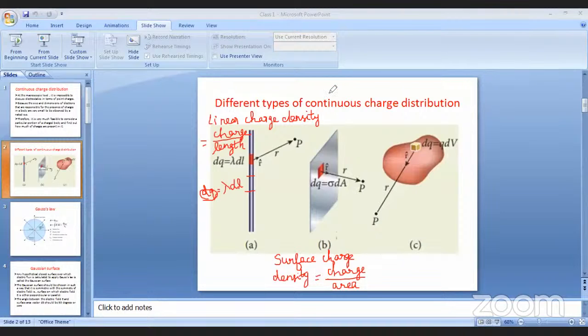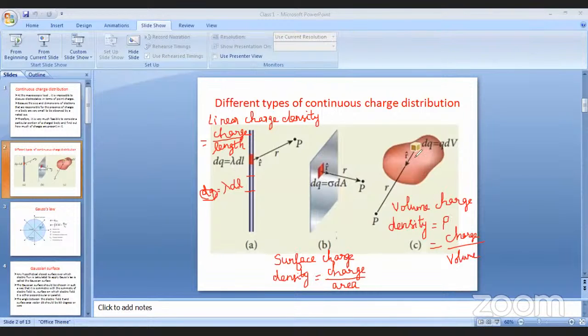And here the third type is volume charge density. In this diagram, the volume charge density is represented as q, but in many books the volume charge density is represented as rho. So rho is nothing but charge by volume. That means in 1 meter cube volume of this object, you are having rho amount of charge.